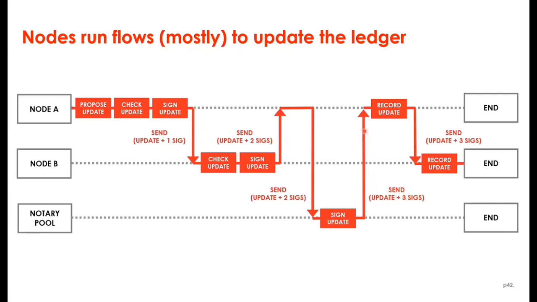The notary sends back the transaction for recording on the ledger back up to node A, and node A then sends the signatures and the updates for recording back to node B, and then we would see that entry into the Corda ledger. So this is just one example of a flow.